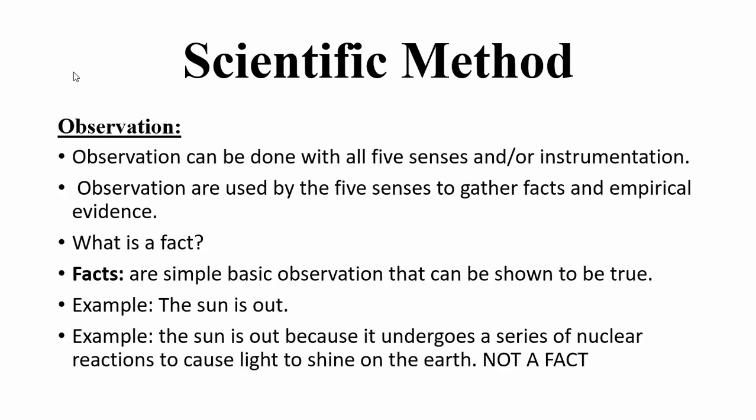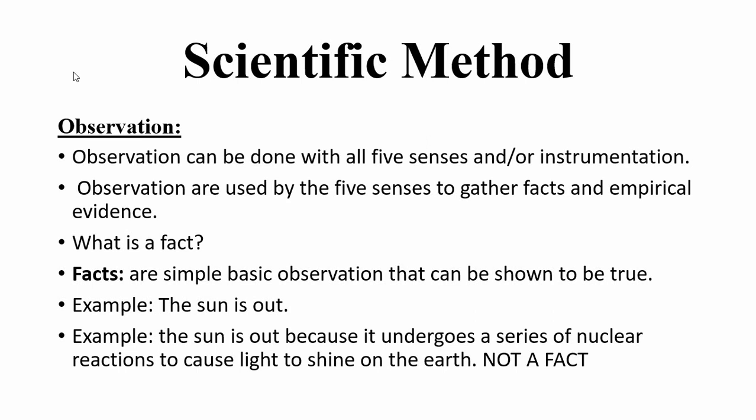Observations are done with all 5 senses and/or instrumentation to gather facts and empirical evidence. What is a fact? Facts are simple basic observations that can be shown to be true. Facts do not explain relationships. An example would be the sun is out. This is a fact. It does not describe a relationship, and it states something that can be proven simply.